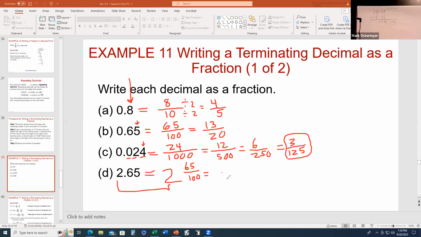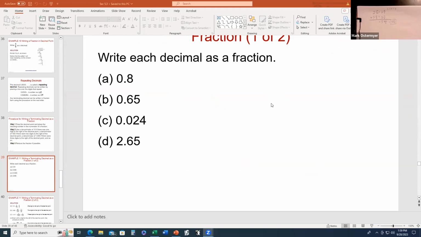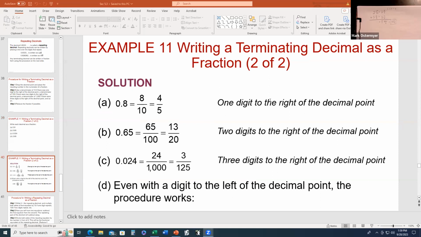Can we reduce 65 over 100? Well, by 5, 65 reduces down to what? 13, and 100 divided by 5 takes it down to what? 20? And that would be equivalent to that next number. Do we understand how we're writing terminating decimals as equivalent fractions? Yes. Okay, let's move onward now. I gotta erase this.